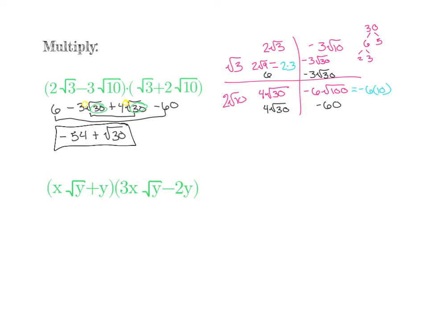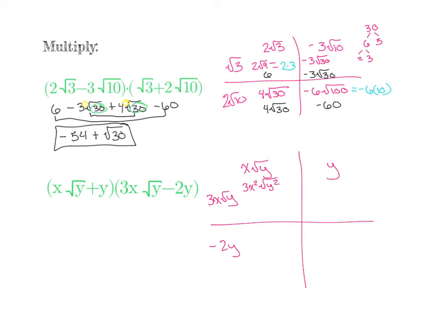Alright, so again, we can do the same thing with this problem right here. We have x square roots of y, and then y. And then we have 3x square roots of y and negative 2y. Alright, so we multiply these, we get 3x squared square root of y squared, which is then going to simplify to 3x squared y.